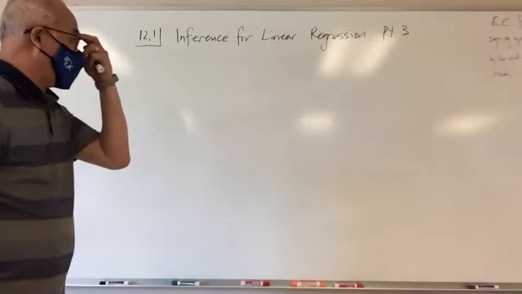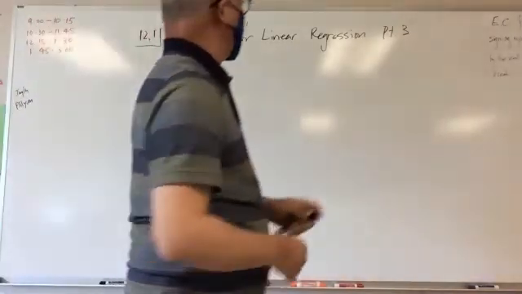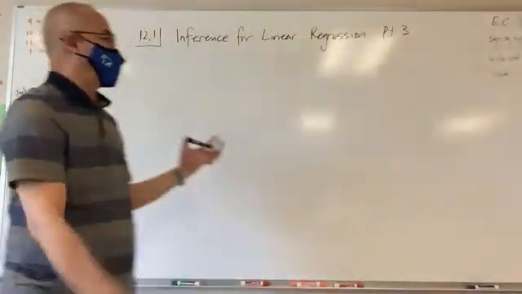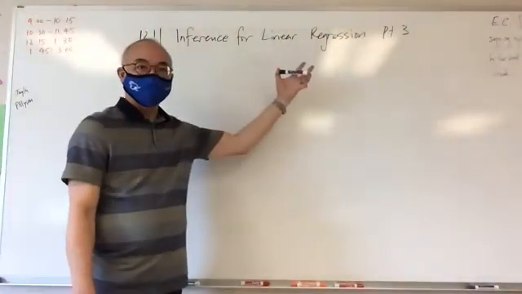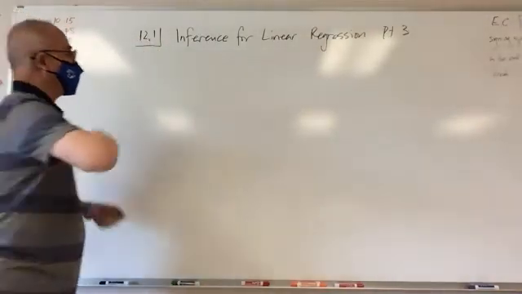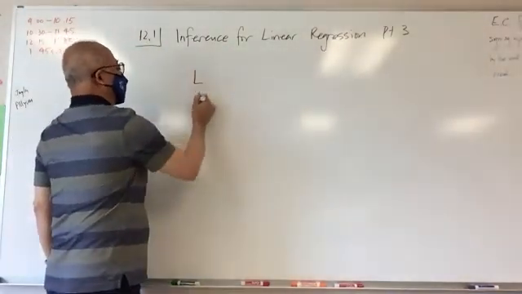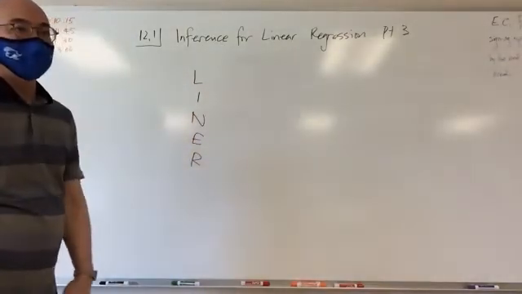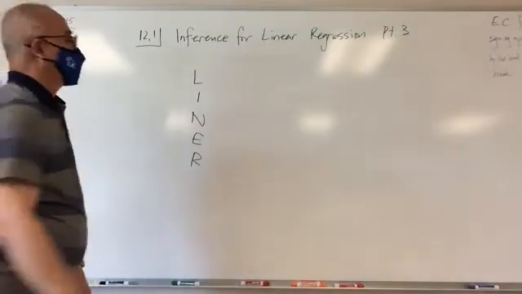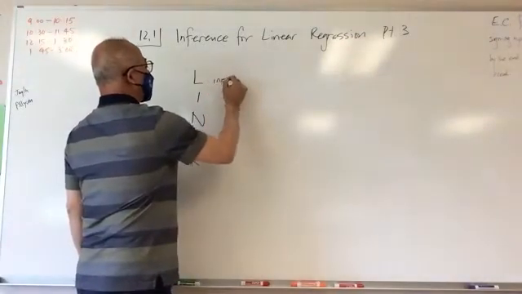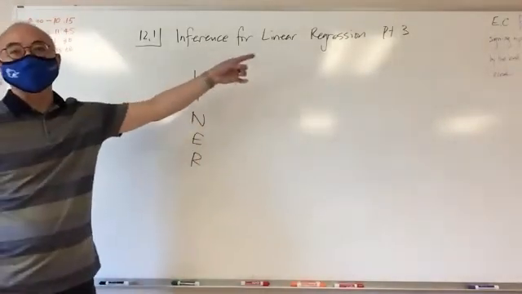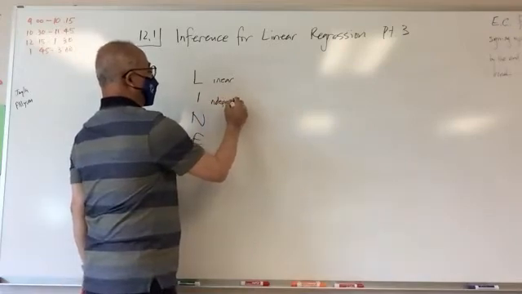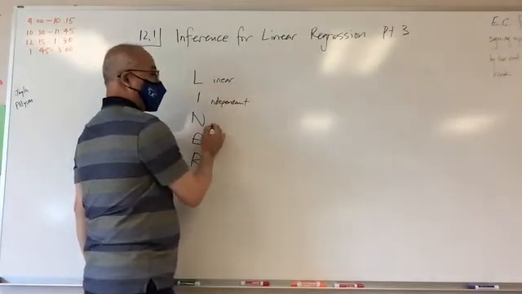So in the last time we met, we talked about the conditions to be able to do the inference for linear regression, right? And the acronym that we used was LINER. So let's quickly review this. L meaning Linear. It has to be a linear relationship, because if it's not linear, there's no point in actually doing a linear regression. Independent, each separate thing has to be independent, correct? There's that.